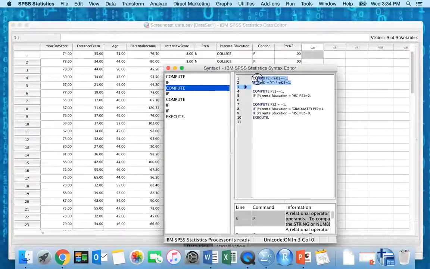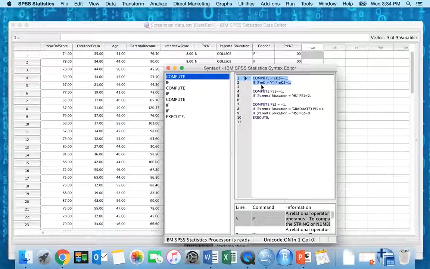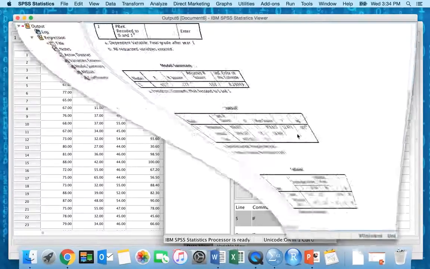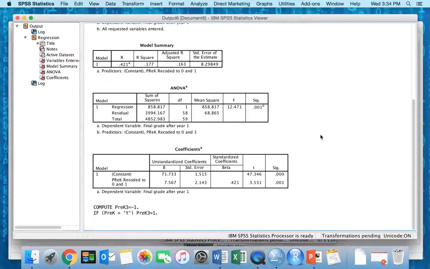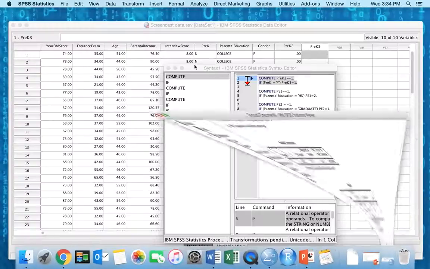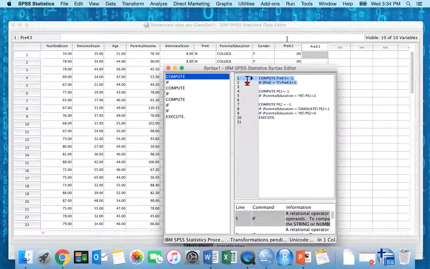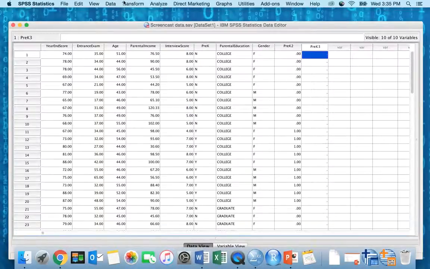And let's create one. So as you can see, this syntax here creates a new variable called pre-K3. It assigns a -1 to all the values. But it tells SPSS to go back and take another look at pre-K, and if pre-K equals y, meaning yes, recode it into 1. So let's go ahead and run that. All right, so now we've created our new variable, and as we said last time, SPSS does not always run the transformation for you. You may have to come here and run pending transformations. There we have it. And we have a new variable.